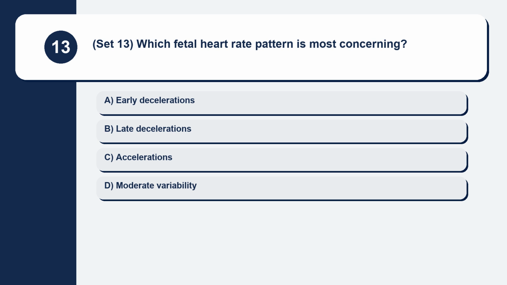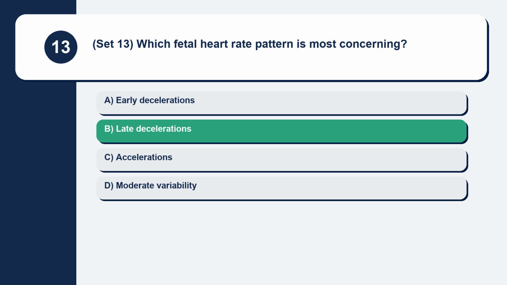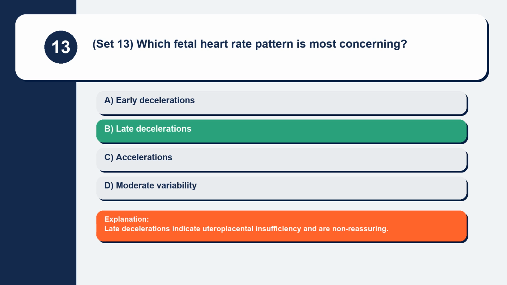Question 13. Set 13. Which fetal heart rate pattern is most concerning? Early decelerations, late decelerations, accelerations, moderate variability. Late decelerations indicate uteroplacental insufficiency and are non-reassuring.